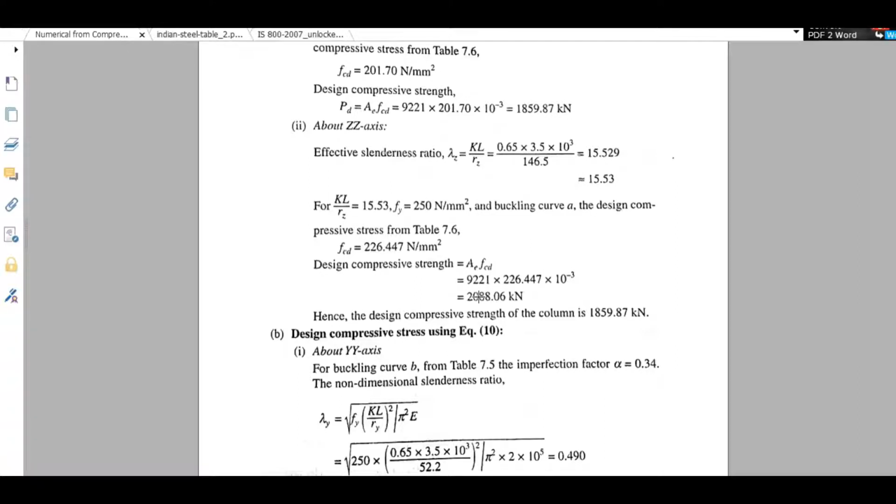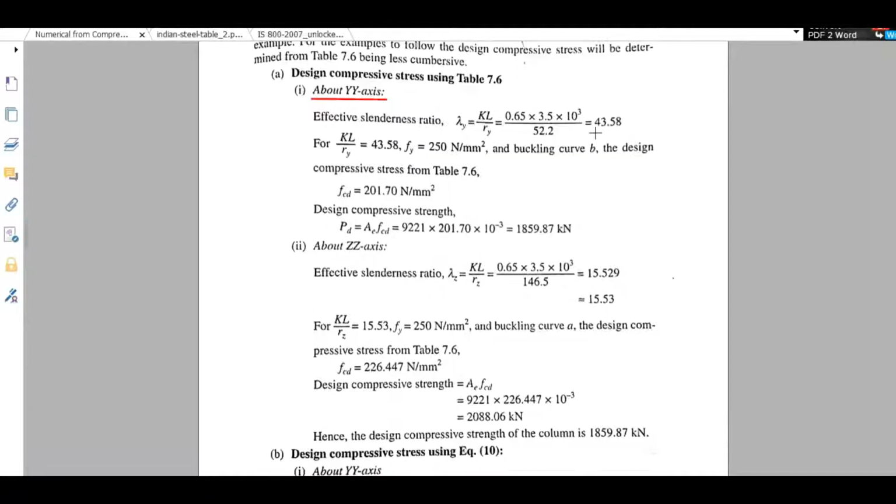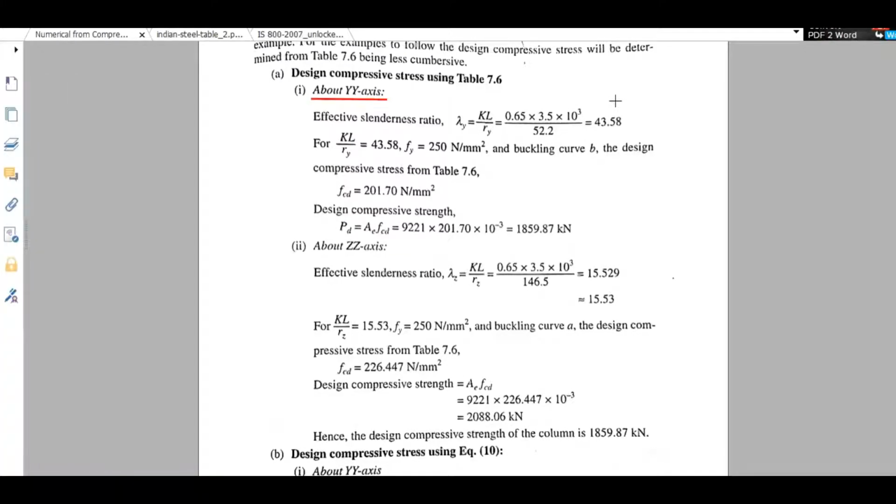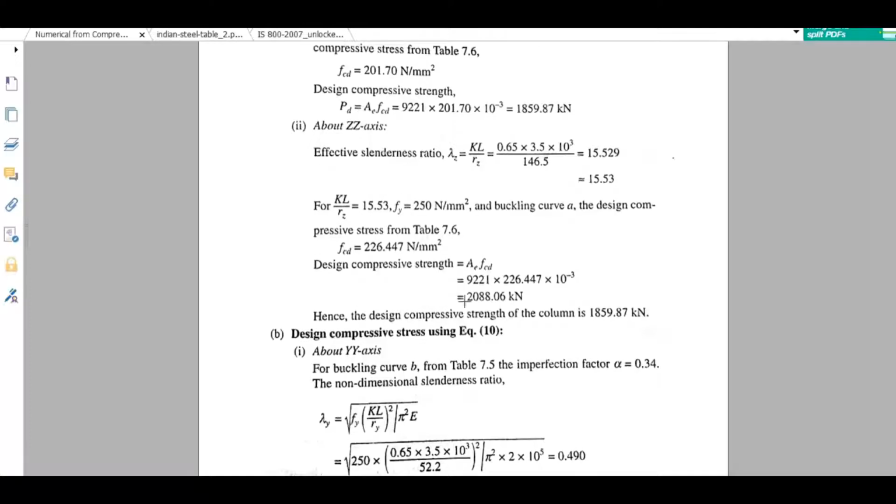That means you can see here the ZZ axis load carrying capacity is more than the YY axis. Why? Because about Z axis, the radius of gyration is more. That means the slenderness ratio is less. Here you can see the slenderness ratio is 43.58. It is more slender about Y axis than the Z axis. So the strength will be less for this Y axis. So it is 1859.87 kilonewton and it is 2088, right?